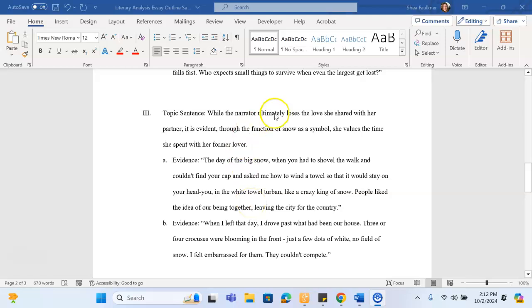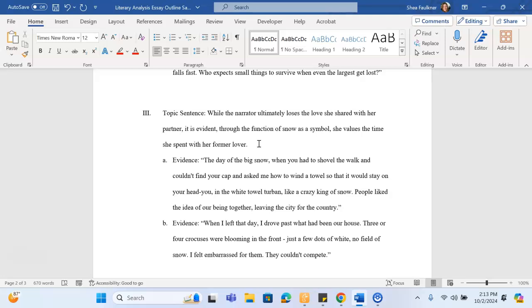Paragraph 3, while the narrator ultimately loses the love she shared with her partner, it is evident through the function of snow as a symbol, she values the time she spent with her former lover. So here I'm moving from it was established to here's a connection that the reader's starting to understand to snow has been used as a symbol. And this is what it's telling us, that it is evident that she values is me connecting that to the reader. The it is evident to the reader. You could add the words to the reader.